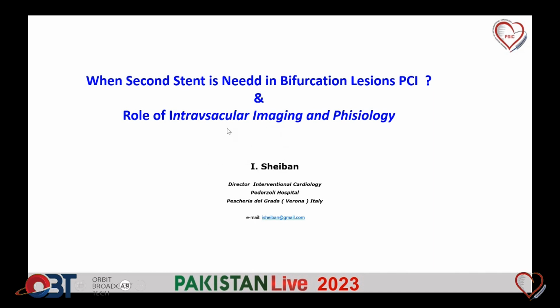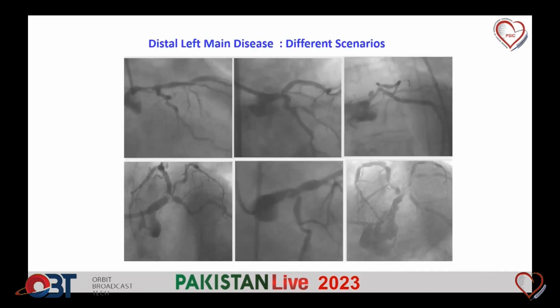I'll try to mix these two presentations together, speaking about the need for a second stent in bifurcation lesion and then the role of imaging and physiology.